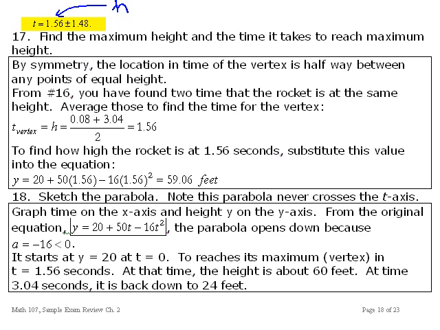This shows that you could have done it a different way, what's written here. But basically, you just take the 1.56, put it back in the original equation, work through it, and you find out this pop bottle rocket went a little over 59 feet high.